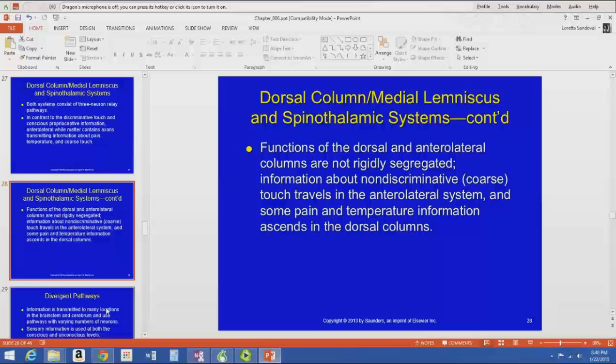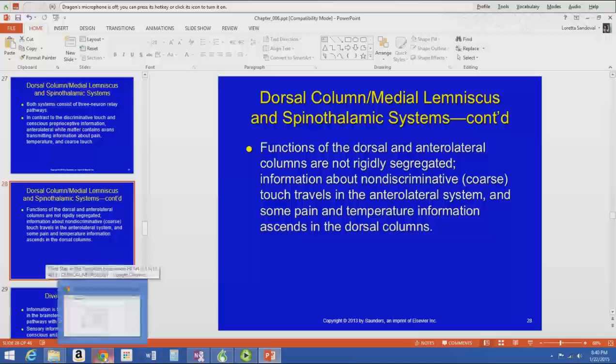And spinothalamic, don't you love that name? It tells you right where it goes, from the spine to the thalamus. And it tells you which direction too. It's ascending, it's afferent information, it's sensory information. Love that stuff. Okay, now we're going to start talking about the divergent pathways.